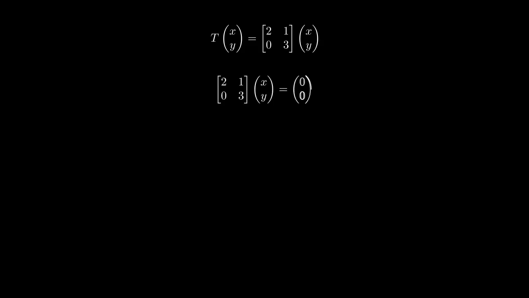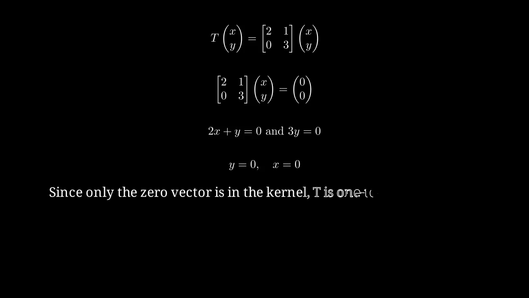We solve the matrix equation A times x equals the zero vector. This gives us two equations, 2x plus y equals 0 and 3y equals 0. From the second equation, y equals 0. Substituting back, x also equals 0. Since only the zero vector is in the kernel, this transformation is one-to-one.